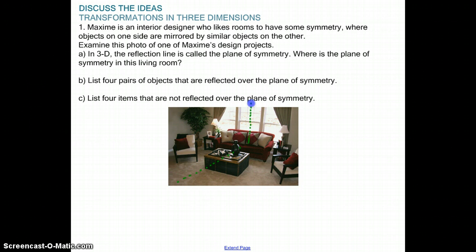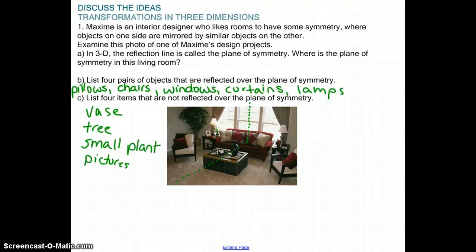So B, list 4 pairs of objects that are reflected over the plane of symmetry. Here are some things that we found were symmetrical and then were not.